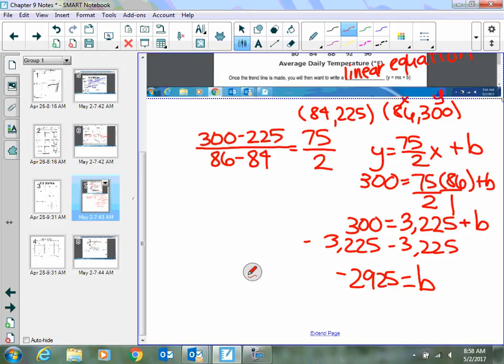Now, it's a little unrealistic, but since it's a trend line, we're saying if it was trending, there would be negative guests at the beach, which makes sense if it's 0 degrees at the beach. It's not realistic, but since it's mathematical, they're saying if it was 0 degrees, the beach can predict they're going to be in the negative. Is there such a thing as negative 2,925 people? No, but mathematically and in our minds, it makes sense. So our trend line for the beach is y equals 75 over 2x plus negative 2,925.